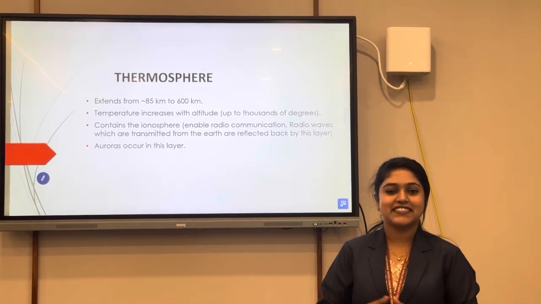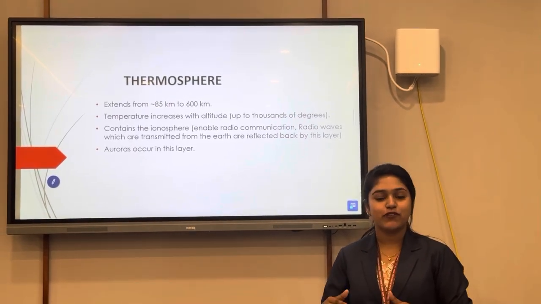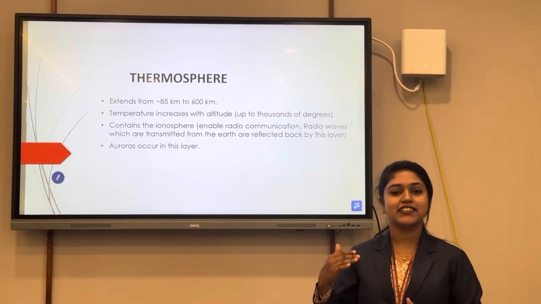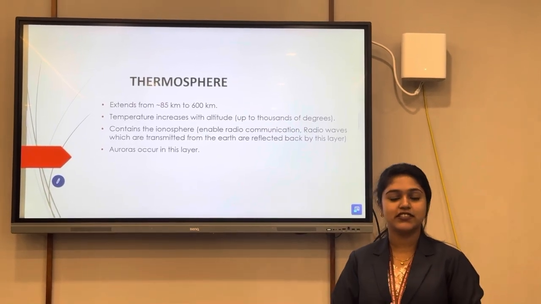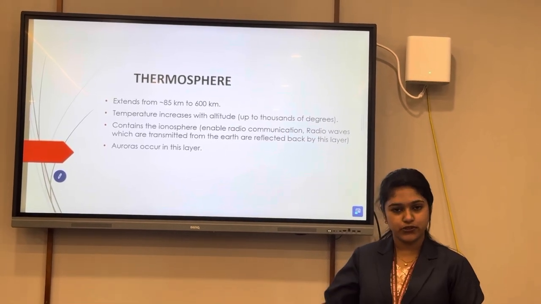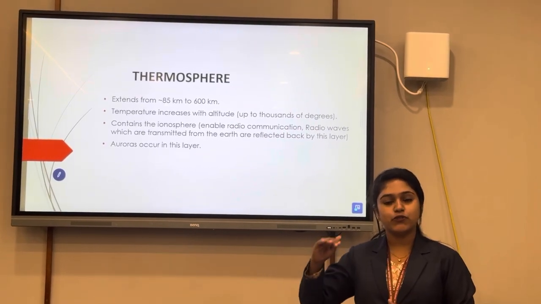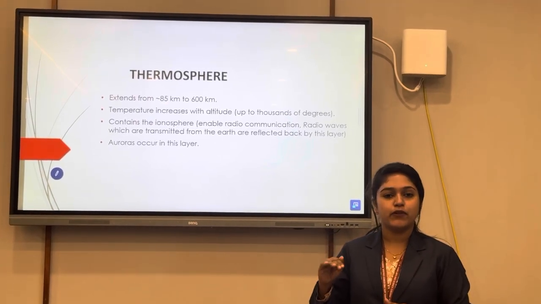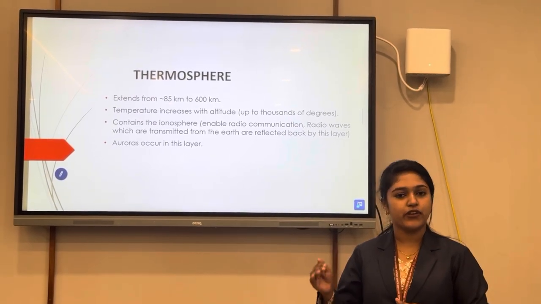The next layer is the thermosphere. The thermosphere extends from 85 km to 600 km from the earth's surface. The temperature increases with altitude. The lower thermosphere is known as the ionosphere. The ionosphere enables radio communication.